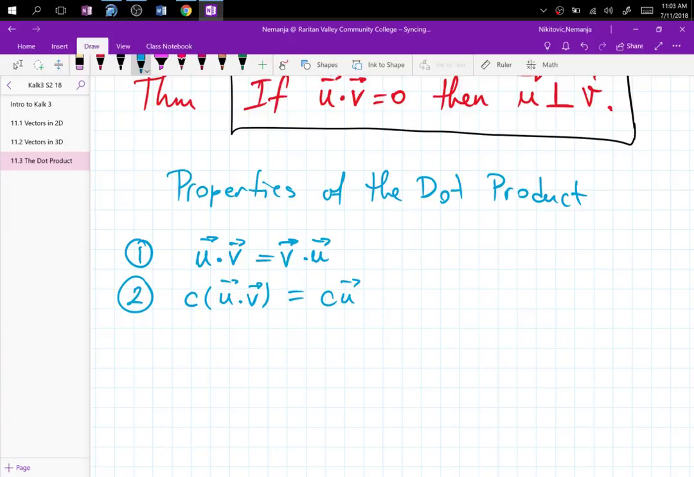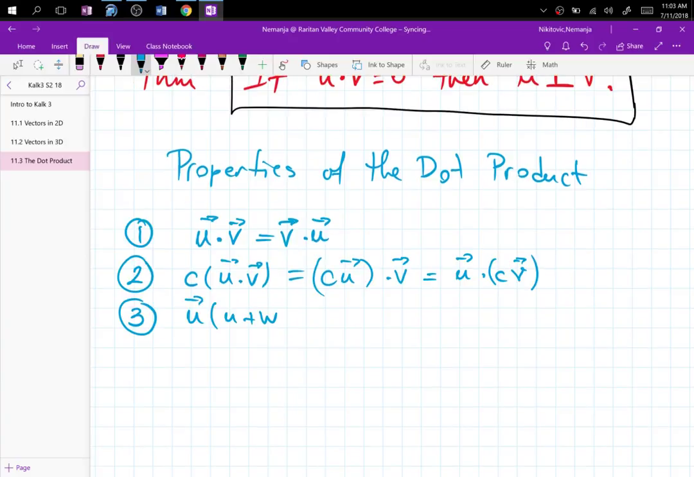3, finally, the distributive property. So we have U dot V plus U dot W. So commutative, associative, and distributive properties all work for the dot product.